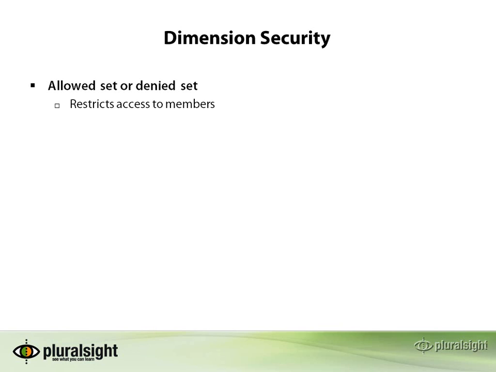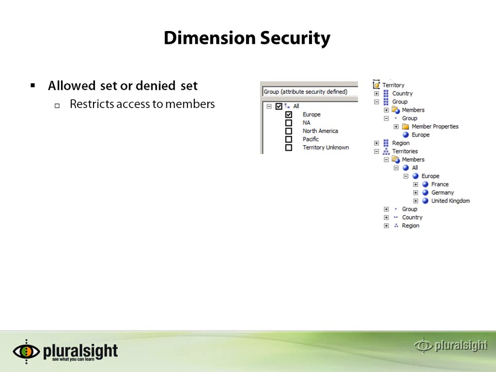In general, dimension security restricts access to members of a specific attribute hierarchy. Here's an example of the group attribute hierarchy in the territory dimension, where the only member allowed for the user is Europe. Here's an example of the metadata tree where we can see all of the members that this user can see. Europe in the group attribute hierarchy. None of the other members, NA, North America, Pacific, or Territory Unknown, are visible. The user cannot see that these other members exist.